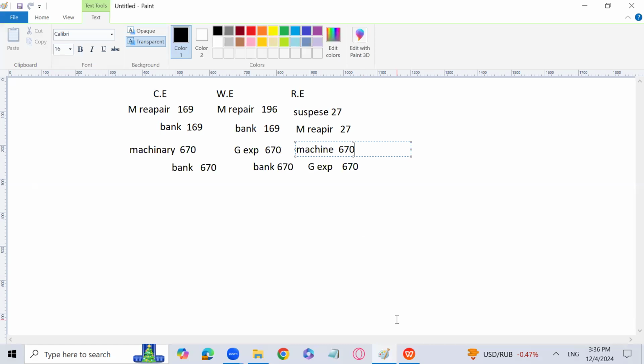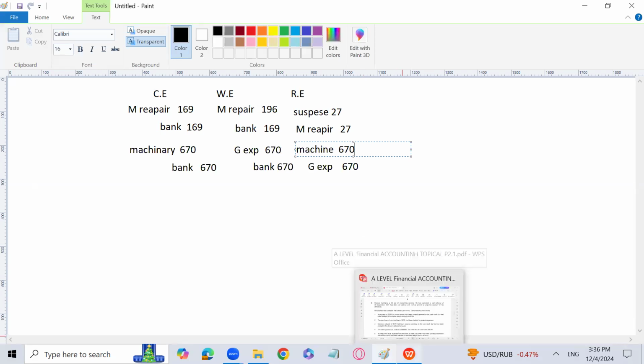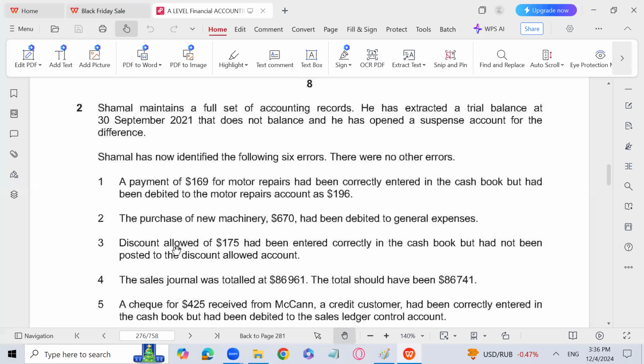Okay, let's move forward. This is an error of principle. The first one was the error of transposition or error of original entry. Principle error means that you have basically broken the rule of accounting, because accounting says that when an asset is purchased, we debit it with the name of that asset account, not with the expense. So instead of debiting the asset, we have debited the expense.